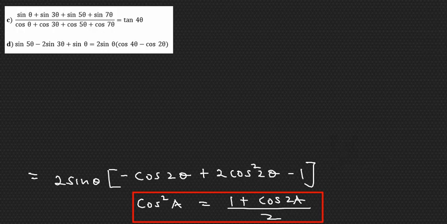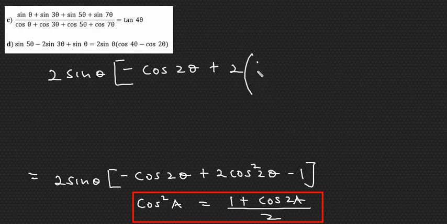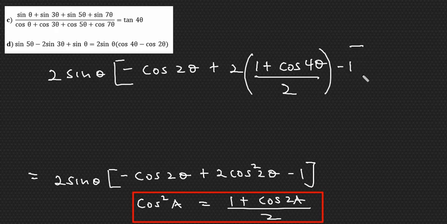Now I'm going to use this to get rid of this cos squared. So when you look at this, this is 2 sine theta, then inside the bracket I have negative cos 2 theta plus a 2, but now we have a cos squared 2 theta, and I said the cos squared of an angle is 1 plus cos twice that angle divided by 2. But our angle is 2 theta, so we shall be having 1 plus cos 4 theta, then over 2, and a minus 1 finally.